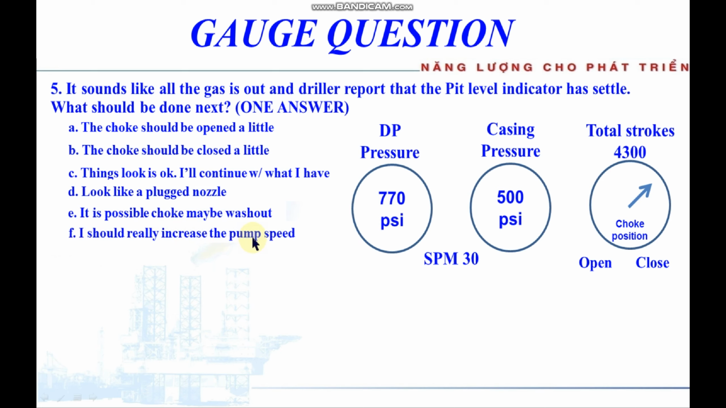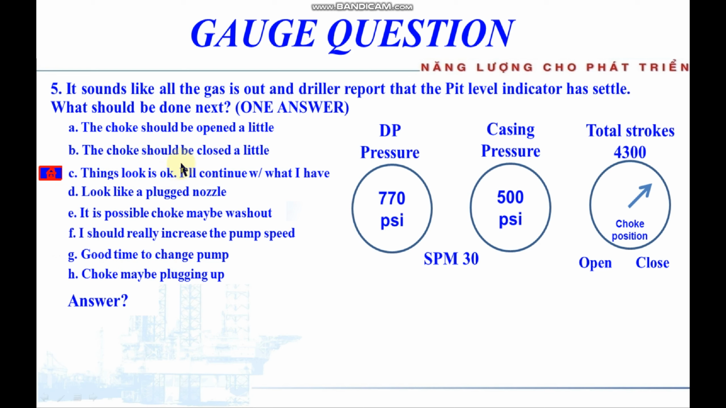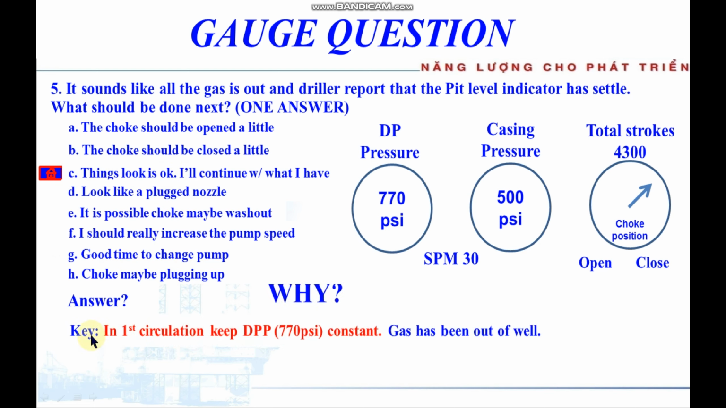D. Good time to change the pump. F. Choke may be blocking up. Answer: C. Things look okay, I will continue with what I have. Key: this is still the first circulation. Keep the drill pipe pressure constant. That has worked well.